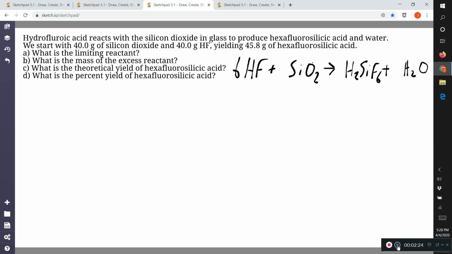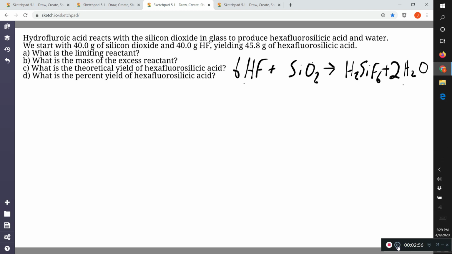We have 1 silicon on the left and 1 silicon on the right. We have 2 oxygen on the left, but only 1 oxygen on the right, so I need to double my water. So currently we have the fluorine balanced, the silicon balanced, and the oxygen balanced. Let's check our hydrogen. On the left we have 6 hydrogen. On the right we have 2 hydrogen, and 2 times 2 would be 4, so we actually have 6 on the left and 6 on the right. This is a balanced chemical equation.